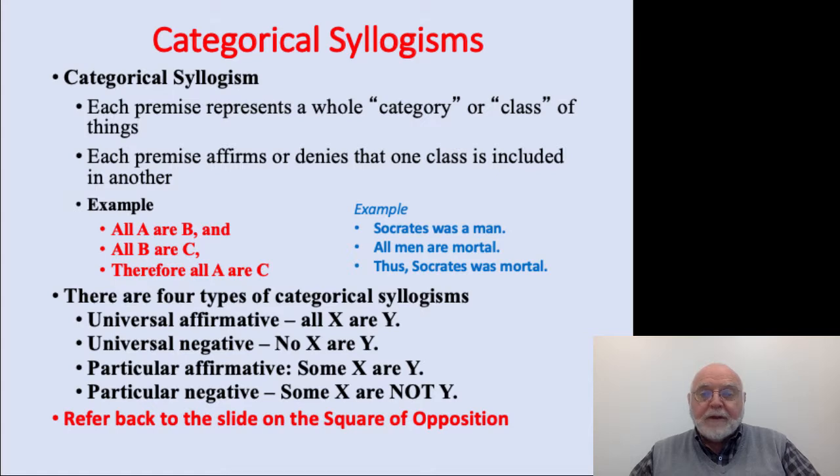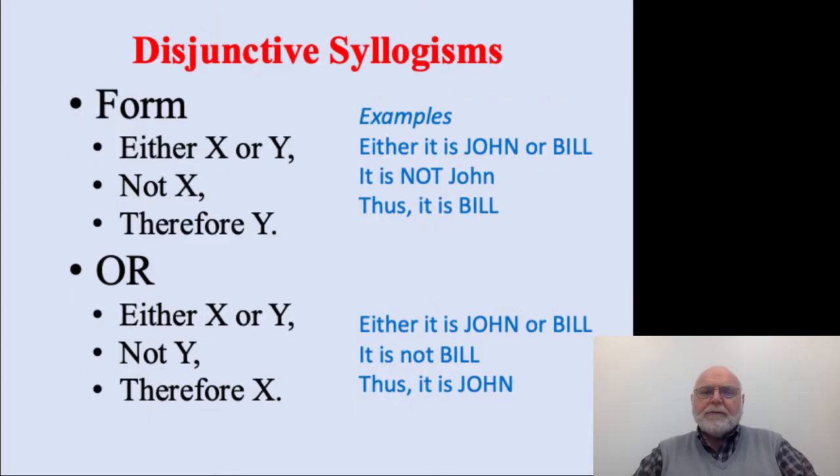Let's go on and look at the next type of syllogism, the disjunctive. And again, you'll see that I'm starting from these universal ideas. Either it is X or Y. You'll see that's representing that law of the excluded middle. Either it's X or Y. It is not the case that it's X, therefore it's Y. And I've given you the other example on the right-hand side of the screen. Either it is John or Bill. It's not John, thus it's Bill. It's either John or Bill. It's not John, therefore it's Bill.